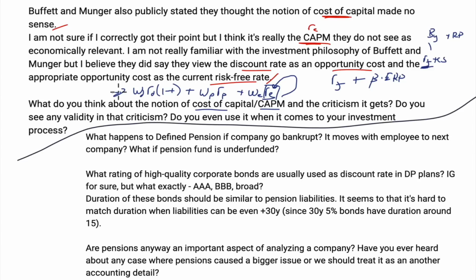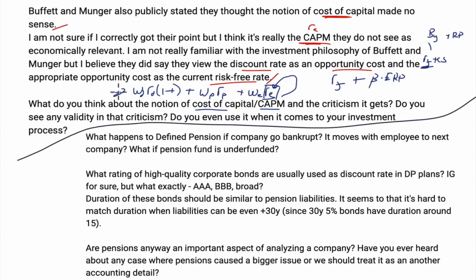Criticism of CAPM is twofold. Number one, it's an equilibrium model, which means that it makes an assumption that markets are in equilibrium. Number two, it is a one-factor model, which means that it accounts for returns purely from one factor, which is beta, the equity risk premium, as opposed to getting it from multiple factors. So the criticism is justified. Do you see any validity?